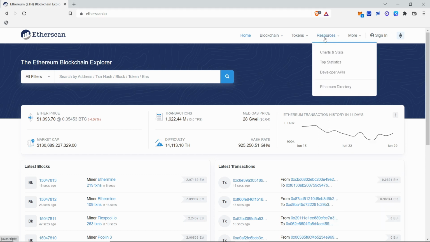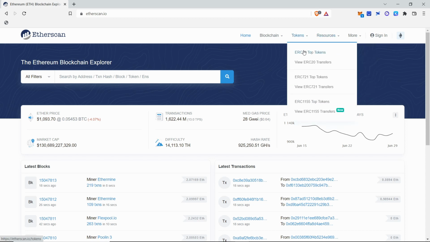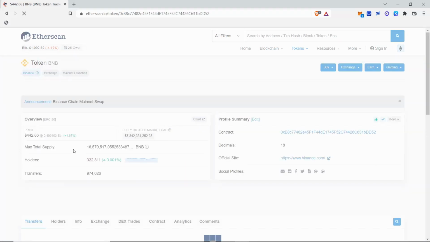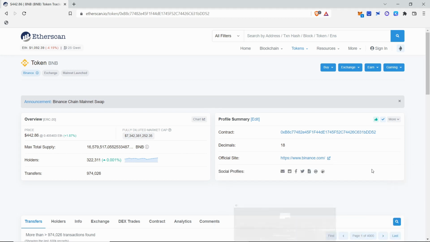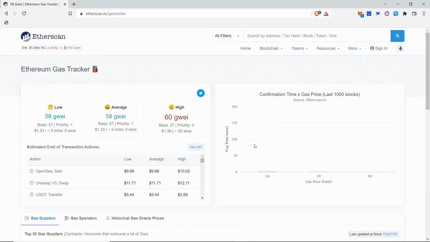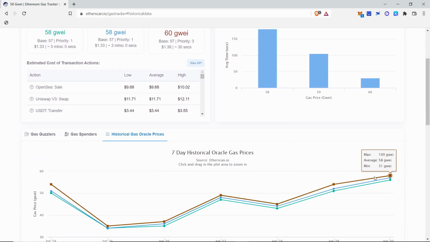You can search up an address and look at all the transactions, the holdings in the wallet, what they're buying and selling. You can investigate ERC20 tokens. So you just search it up and you get a lot of key information on the transfers, the holders, the supply, and even verify whether it's legitimate or not. You can check gas prices with Etherscan. You can look at the highs and the lows, and you can adjust your own gas price accordingly and can save a lot of money with it.